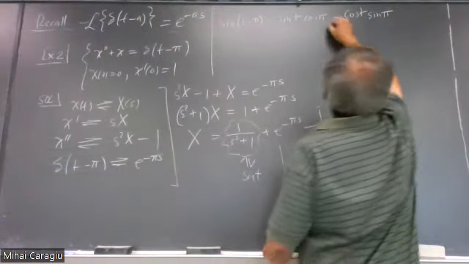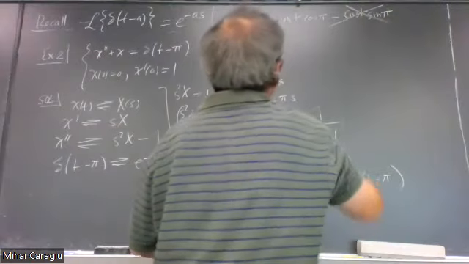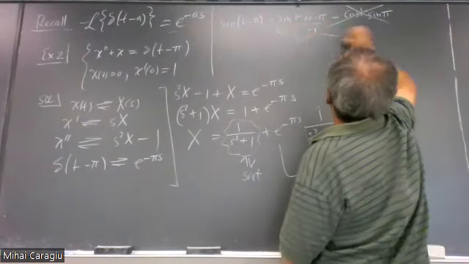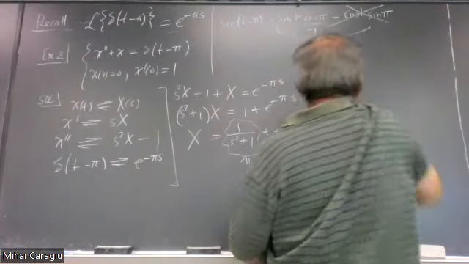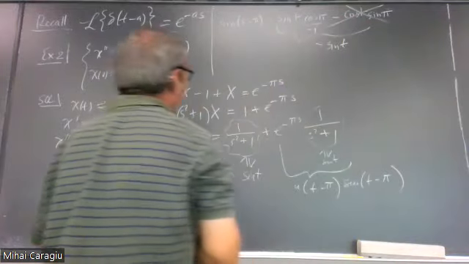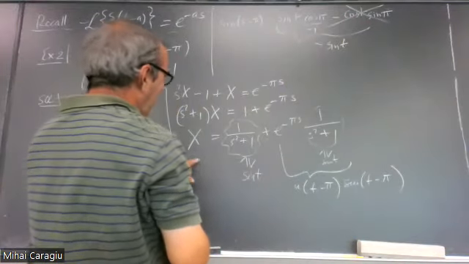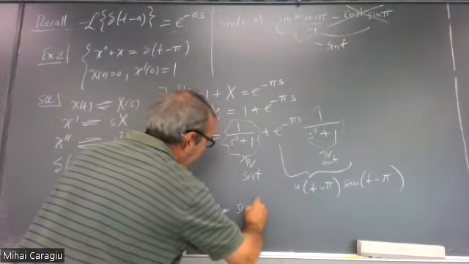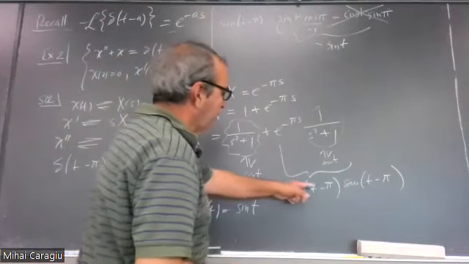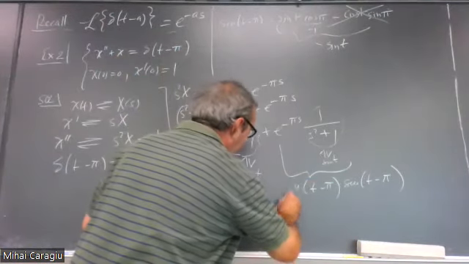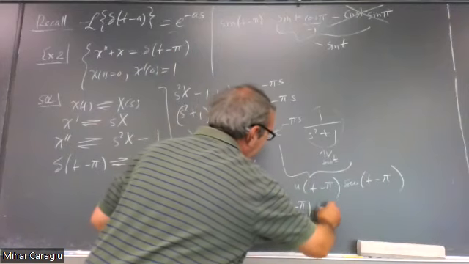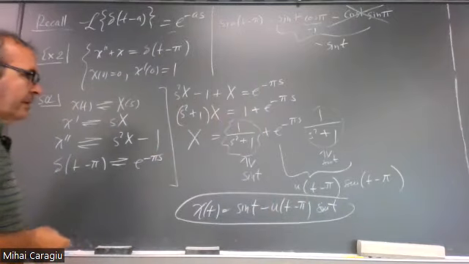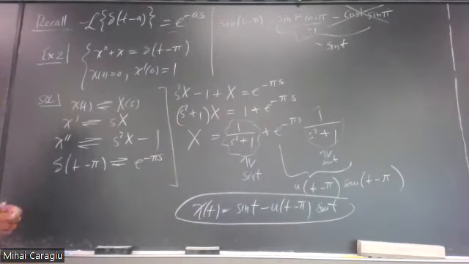From trigonometry, sine t cos pi minus cos t sine pi. Sine pi is 0, so this is 0. Cos pi is minus 1. So this will be finally minus sine t. Okay, so after all, we got small x of t equals sine t plus u of t minus pi times minus sine t. So minus u of t minus pi sine t. We circle this one, so we treasure the valuable information we got so far.